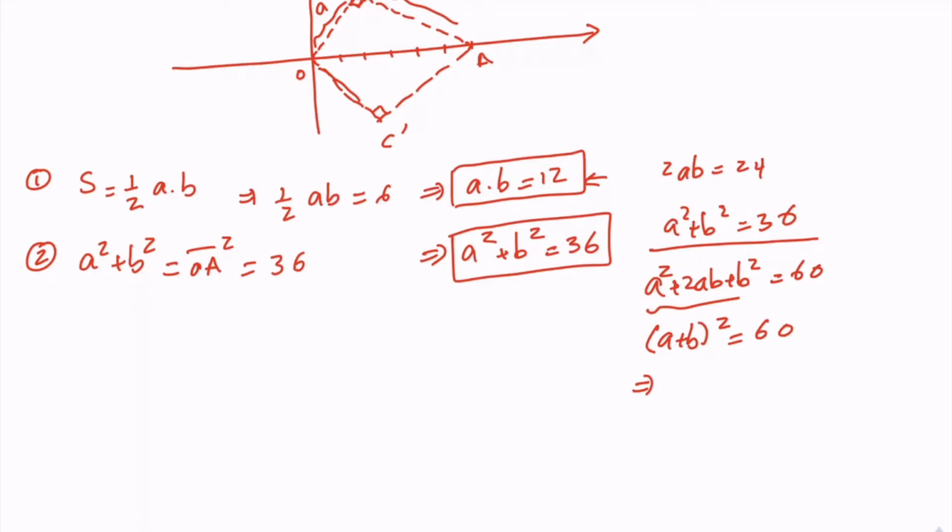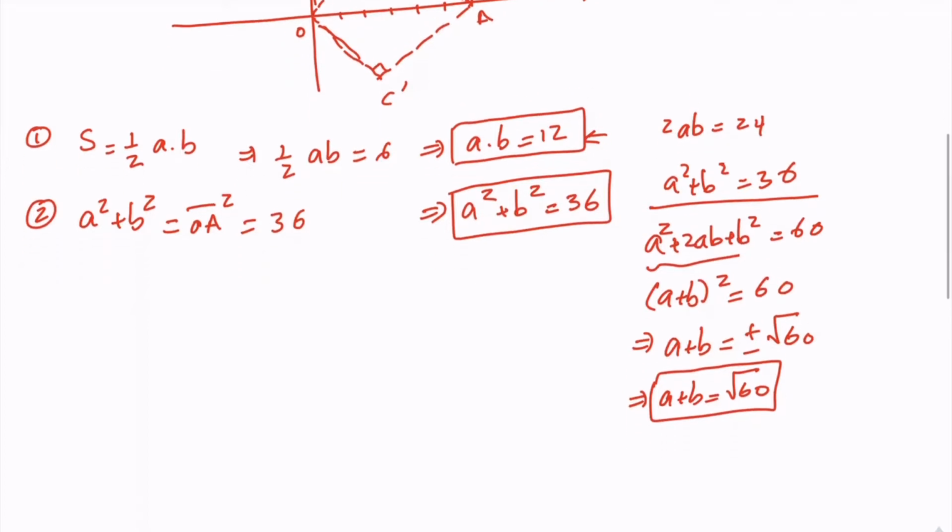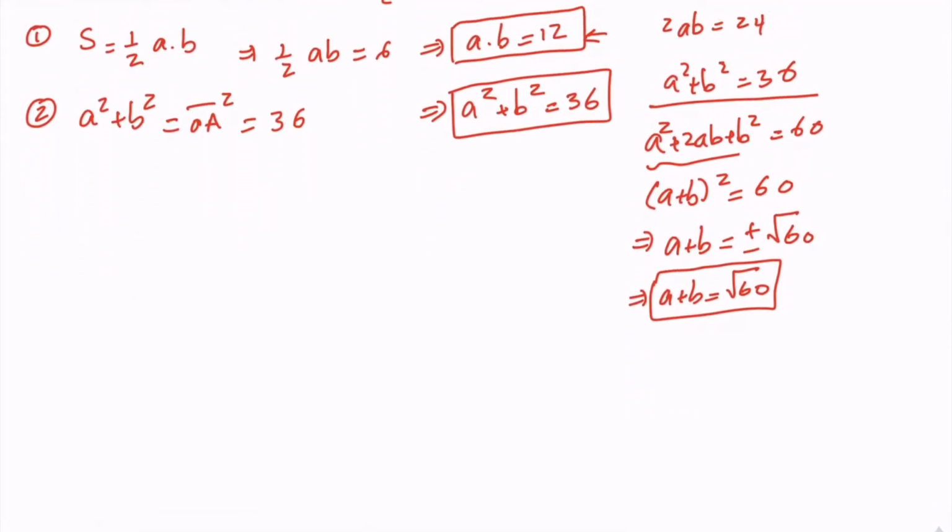And from there we will get a plus b equals plus or minus the square root of 60. But given that a and b are the lengths of two line segments, they are positive numbers, therefore the negative answer is not acceptable, and a plus b is the square root of 60. Now, we know the sum of two numbers, and we know the product of those two numbers. Therefore, we can construct a second order equation whose roots are those two numbers.